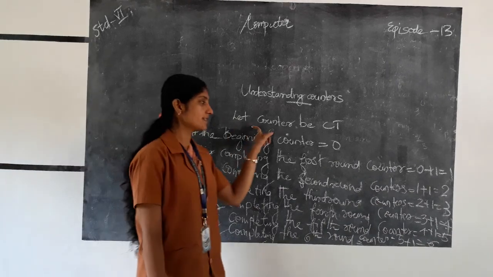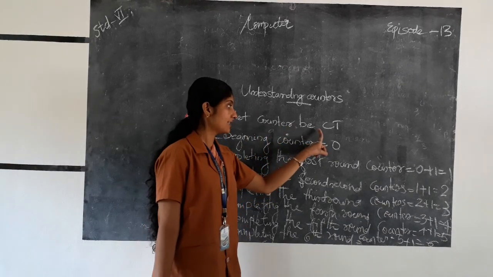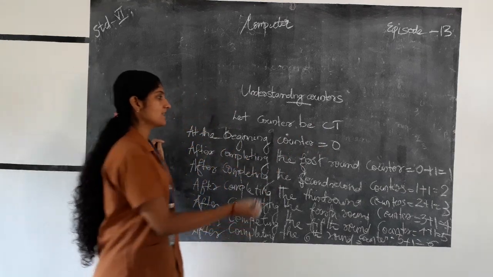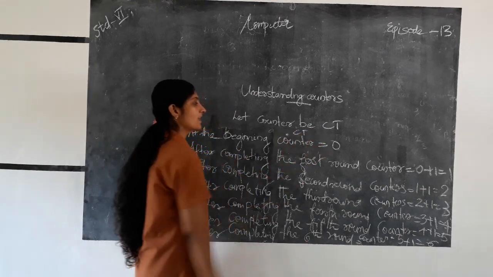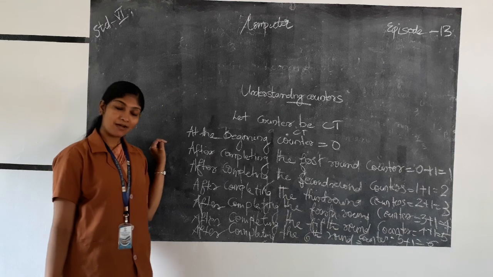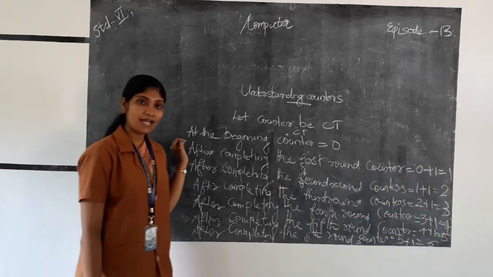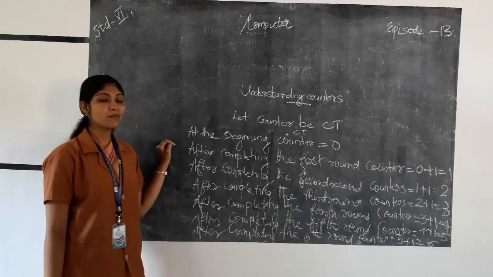So once again, first set the counter CT, and if the counter CT is equal to 0, then after completing each round, the value of CT will be incremented by 1.